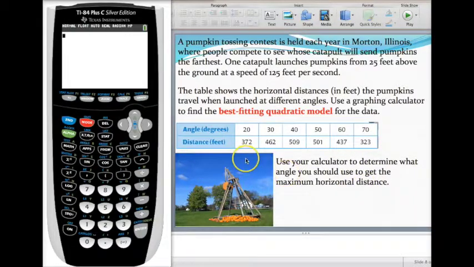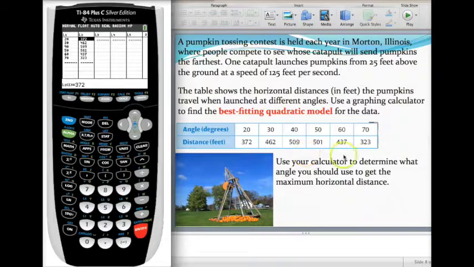So like we did when we wrote the equation using 3 points, we're going to go to stat to get our data typed in. So go to stat and edit on your calculator. I've gone ahead and already typed my data in to L1 and L2. So if you want to pause the video and go ahead and get your data typed in, then go ahead and do that. Once your data is typed in, let's go ahead and actually find the quadratic model.